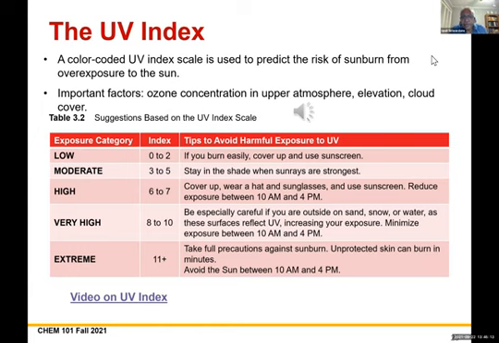Take all precautions against sunburn. Protect skin from sunburn because it can cause damage in a few minutes. Avoid sun between those hours. So just like the air pollution index, we have a UV index reported by weather services.